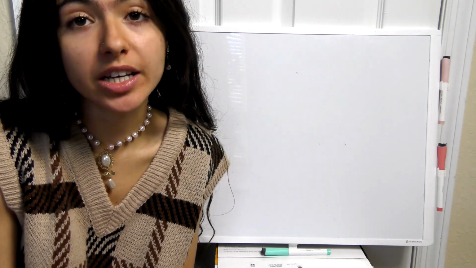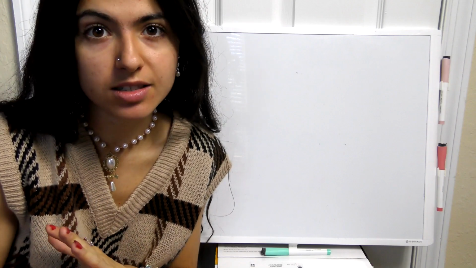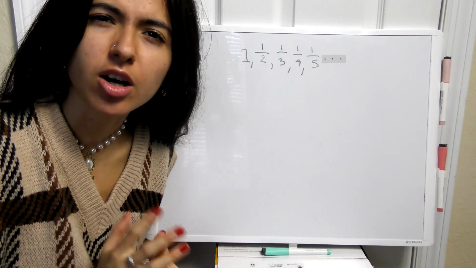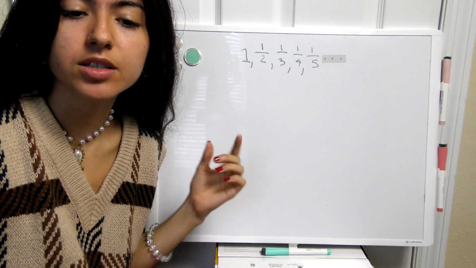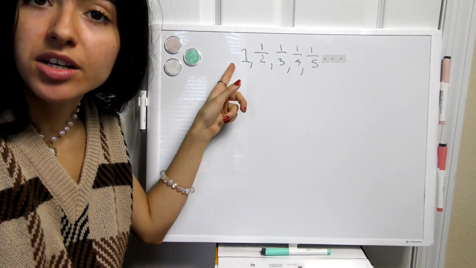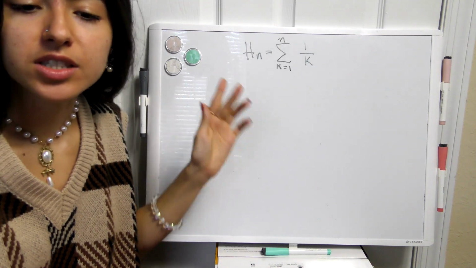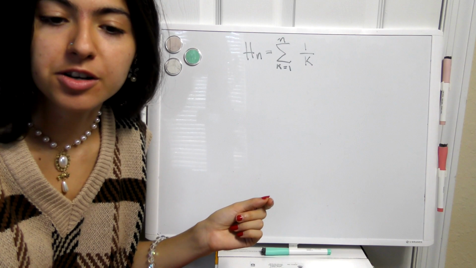My question for you today is, can we approximate the sum of cosines of the harmonics? You might be asking, what is a harmonic? A harmonic is a reciprocal of a natural number. This is the harmonic sequence. This is a harmonic number, the sum of harmonics from 1 to n.